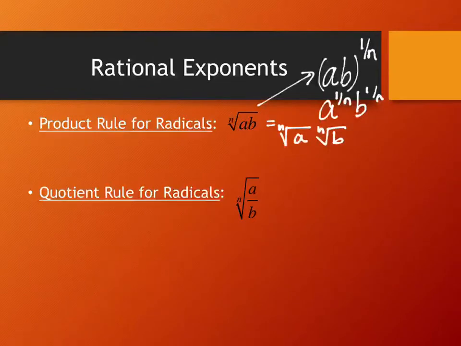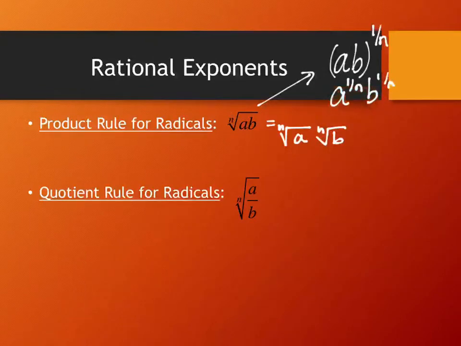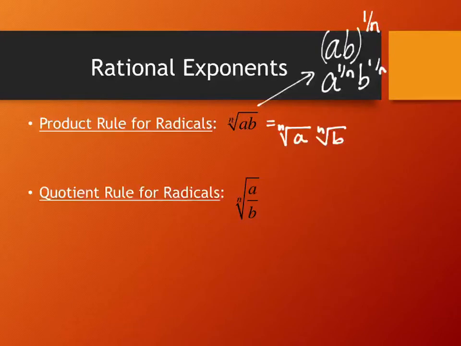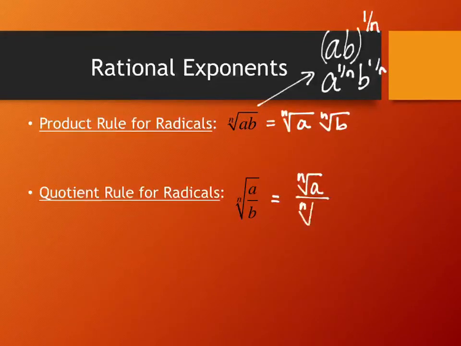I'm going to shift this up so it's kind of out of our way. This is the property that we're going to be using. The nth root of ab is the nth root of a times the nth root of b. And in quite the same fashion, we can do the same thing when it's division. It's the nth root of a divided by the nth root of b.